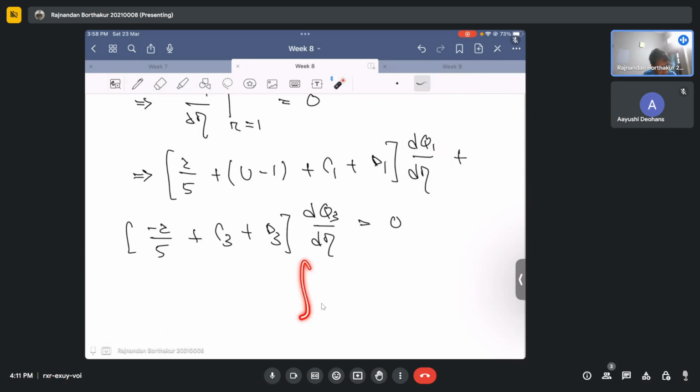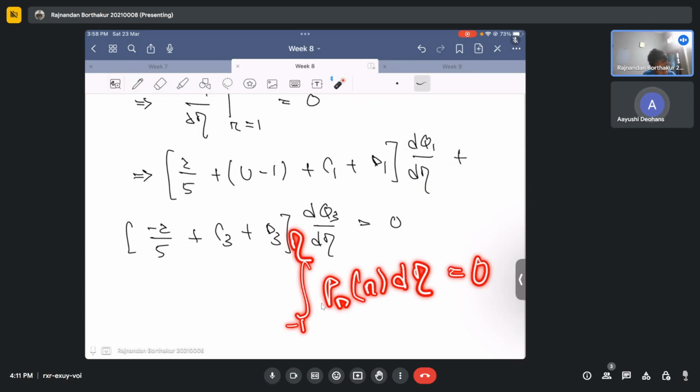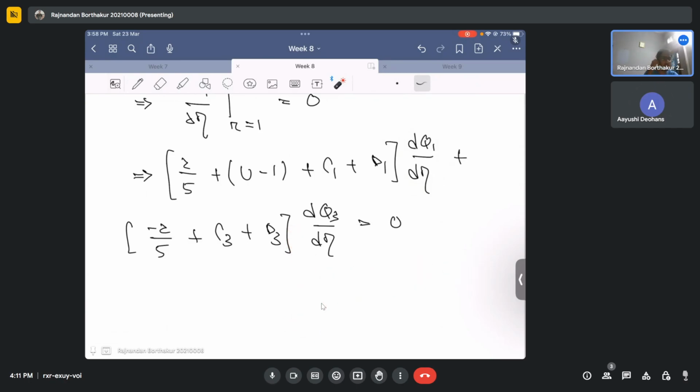See, the hint is if this is q, eta. Yeah, exactly. This is eta. In fact, this is p1 of eta, right? That's what you are saying, right? Yeah, exactly. So which means this is just p1. And this is p3, correct? P3, yes, exactly. So this means that these are just the Legendre.